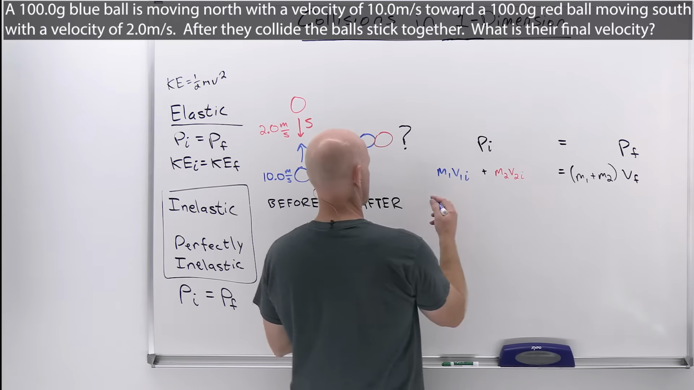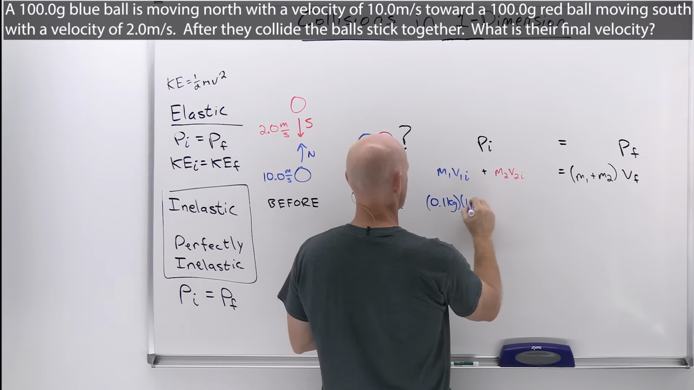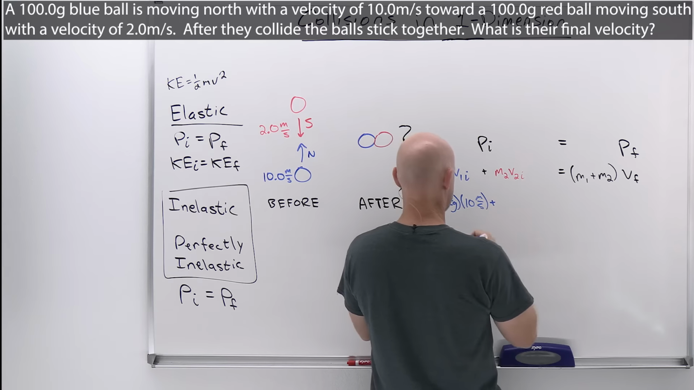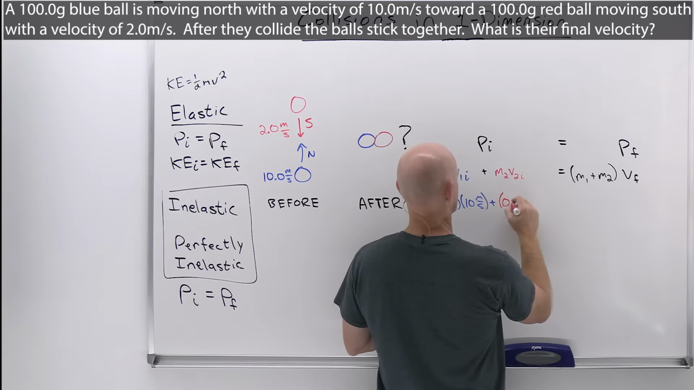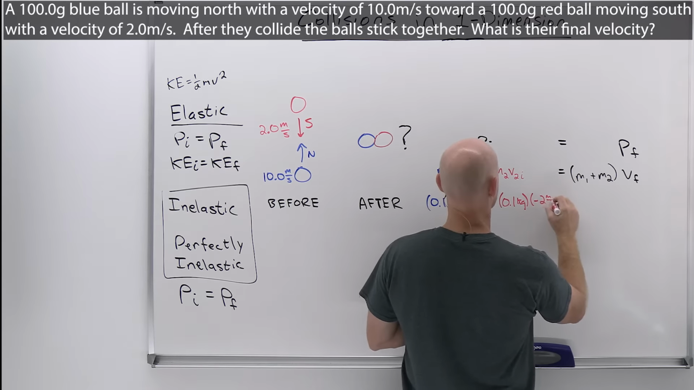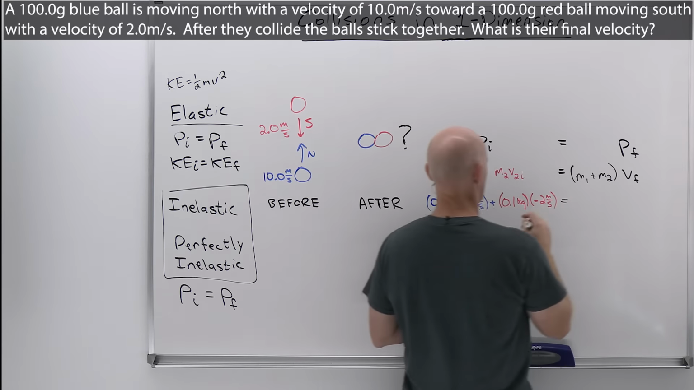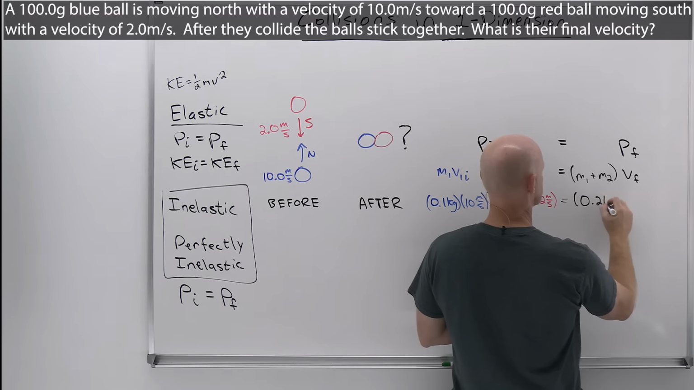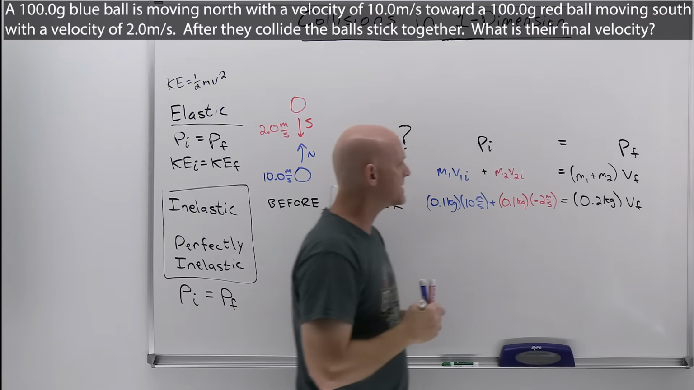So we've got 0.1 kilograms again, times 10 meters per second, plus 0.1 kilograms times, again, -2 meters per second. And this is now going to equal, well, 0.1 kilograms plus 0.1 kilograms is now a combined 0.2 kilograms. And then again, times that final combined velocity.